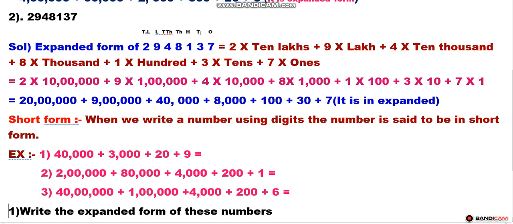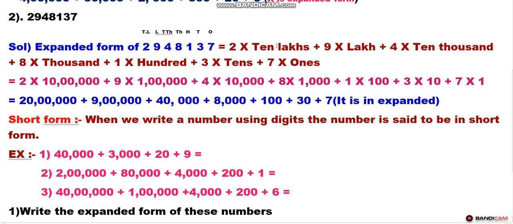3 stands at tens place. 1 stands at hundreds place. 8 stands at thousands place. 4 stands at ten thousands place. 9 at lakhs, 2 at ten lakhs. Okay. Now you should write the sum of the place value of every digit. Okay. 2 into 10 lakh.